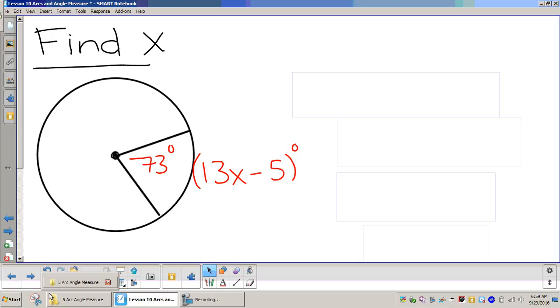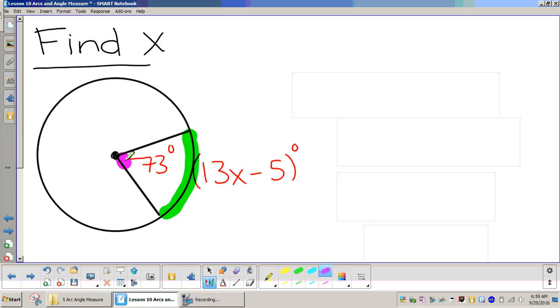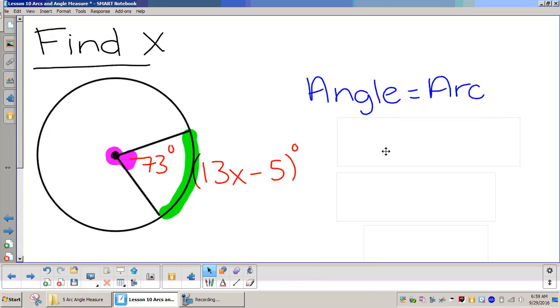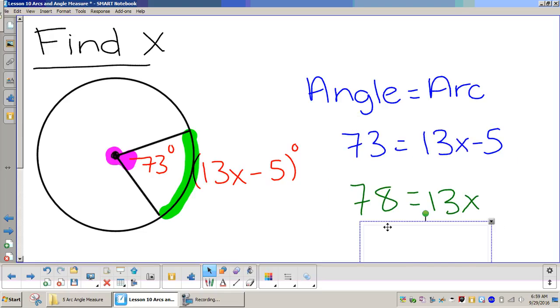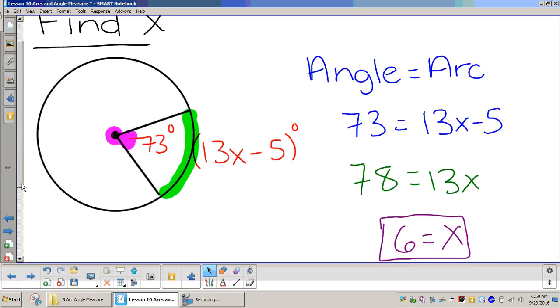So pause here and use what you just learned, what we just practiced, and find x. So I have an arc that's 13x minus 5. And I have this angle here that has its vertex at the center of the circle. The angle is 73 degrees. So these two things should be equal to each other. I write the relationship every time. This way I can establish the relationship in my mind, plug in what I know, and make sure I do my algebra correctly to get that x is 6.